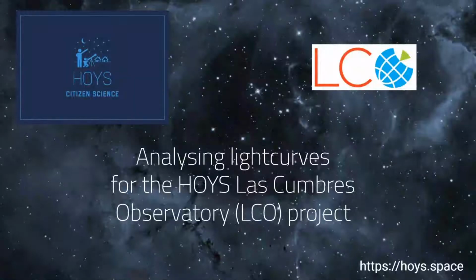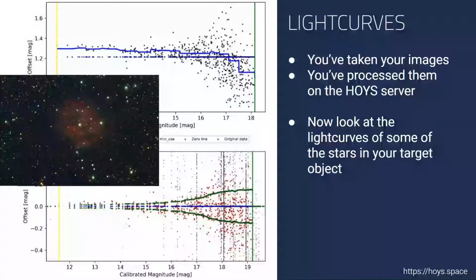This video is about analysing light curves for the HOYS LCO Observatory project. It's the third video in the series. In the first two videos, we looked at how to take the images using the LCO telescopes, and then we covered processing the data on the HOYS server. Now we're going to have a look at the light curves of some of the stars in the target objects.